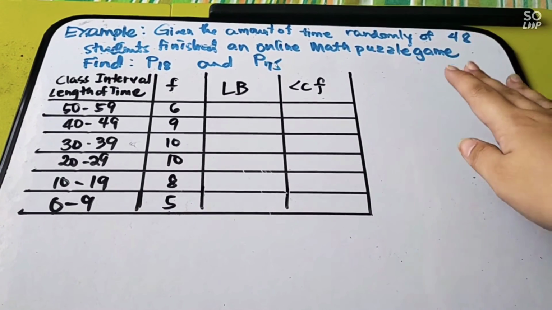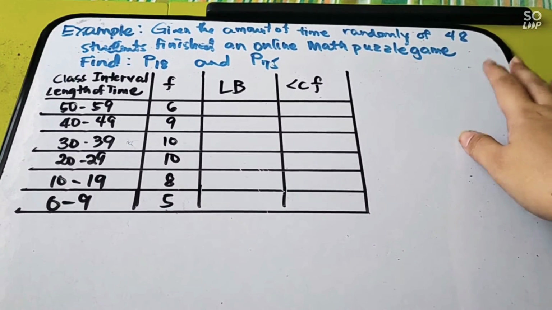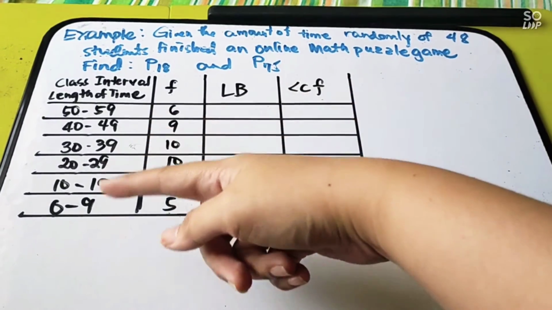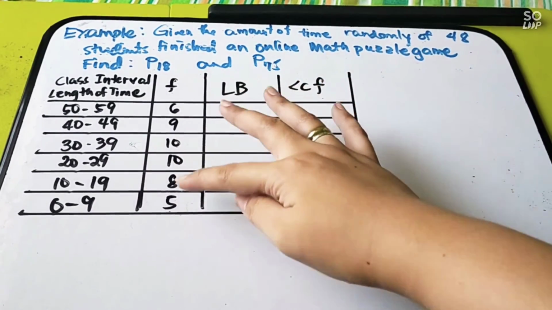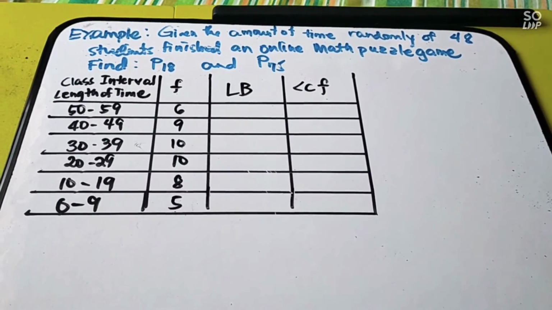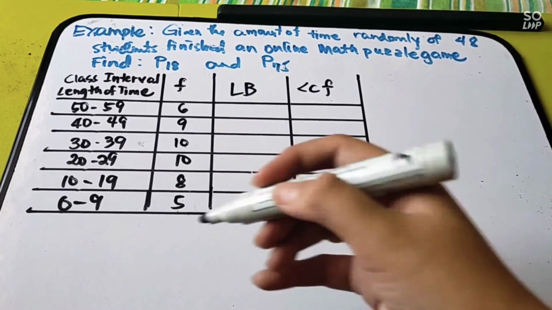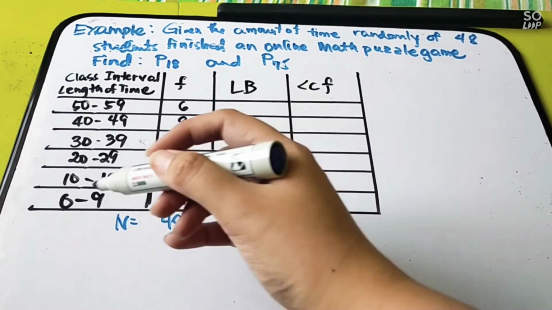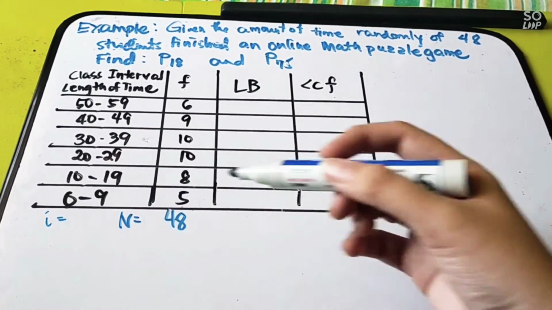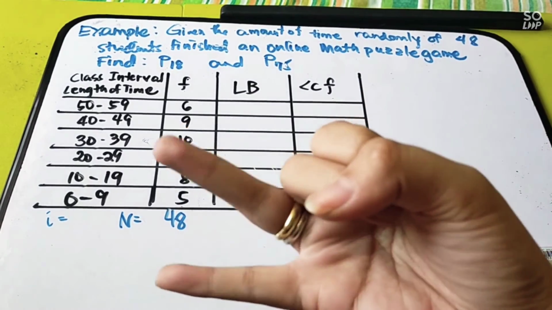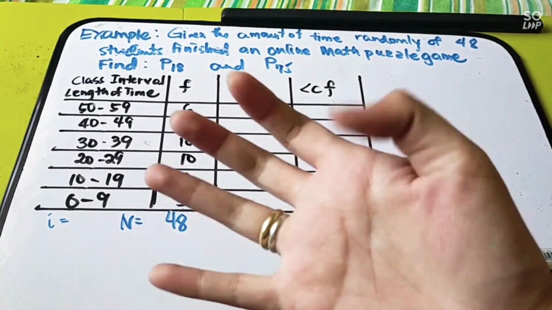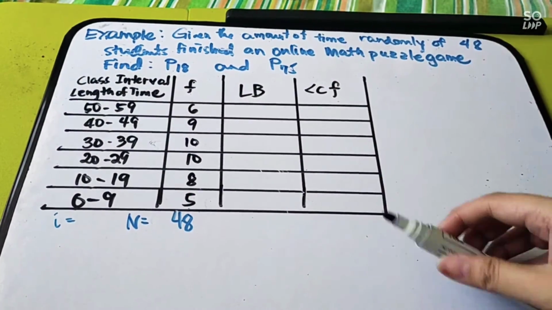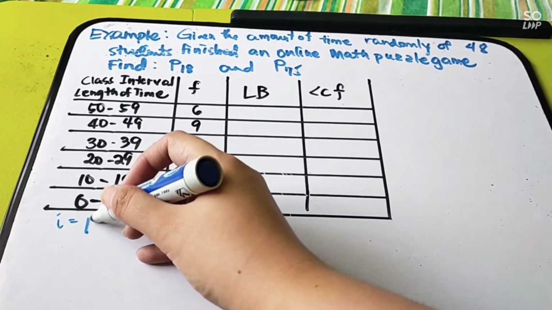Example. Given the amount of time randomly of 48 students to finish an online math puzzle game. Okay? So, here is the time and the frequency of the number of students. So, let us have first the total number N. So, syempre, this is 48 kasi 48 students. Then, your class interval. From 0 to 9, 0, 1, 2, 3, 4, 5, 6, 7, 8, 9, we have 10. 10, 11, 12, up to 19. So, obviously, the class interval is 10.